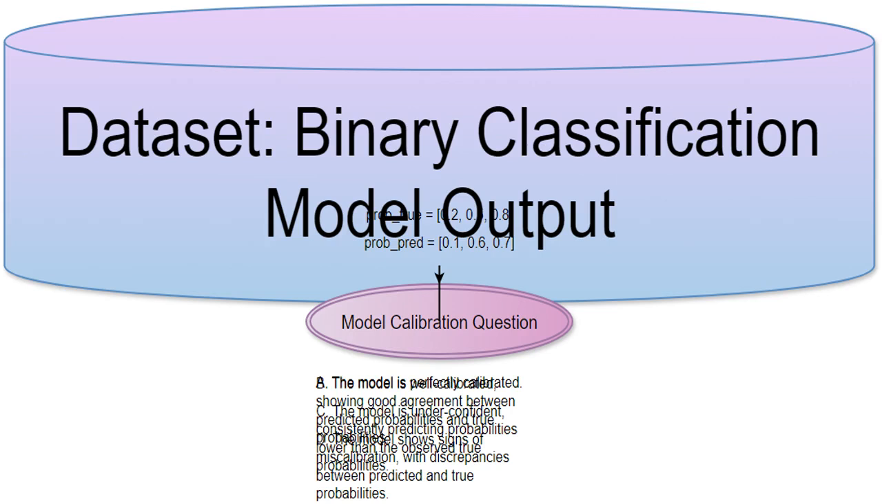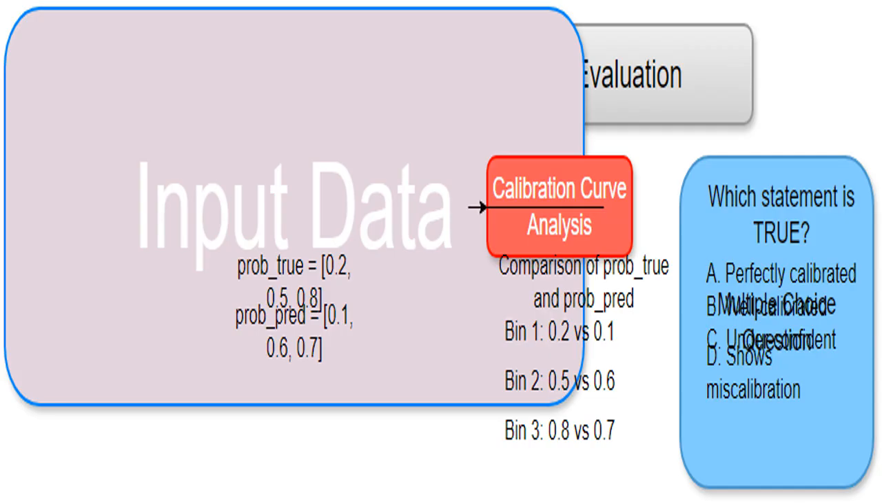The core problem is assessing whether a classification model's predicted probabilities accurately reflect the true probabilities. The goal is to determine if the model is properly calibrated. A well-calibrated model will, on average, predict probabilities that match the true probabilities. I'm given two sets of probabilities. Prob_true represents the actual average probabilities of a positive outcome for different groups, bins, of predictions, and prob_pred shows the model's predicted average probabilities for the same groups.